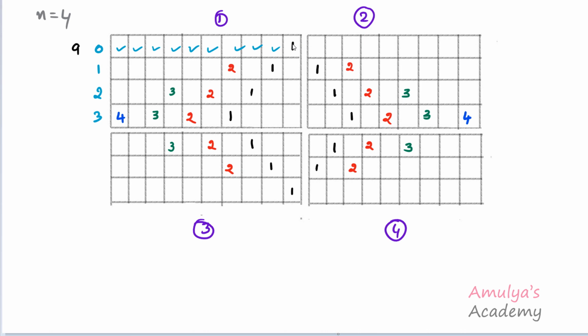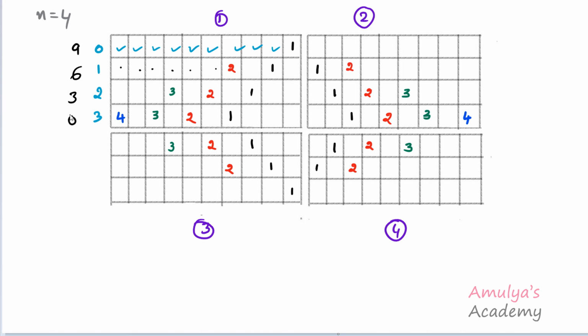At row 0 we want 9 spaces. At row 1, 1, 2, 3, 4, 5, 6, total 6 spaces. Here at row 2 we want 3 spaces. At row 3 we want 0 spaces. So we want 9 spaces, 6 spaces, 3 spaces and 0 spaces.